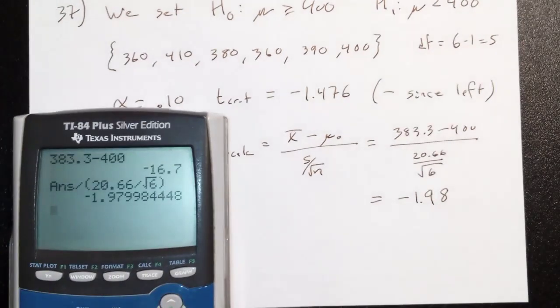Same thing I got. Negative 1.98. Do I reject or keep my null hypothesis?